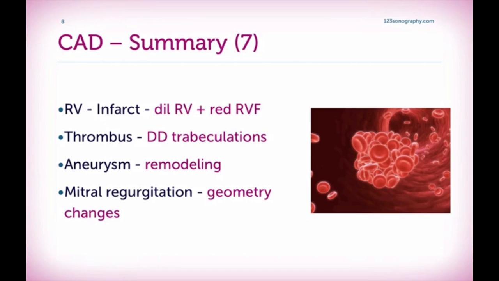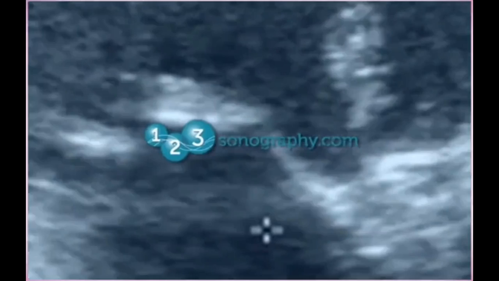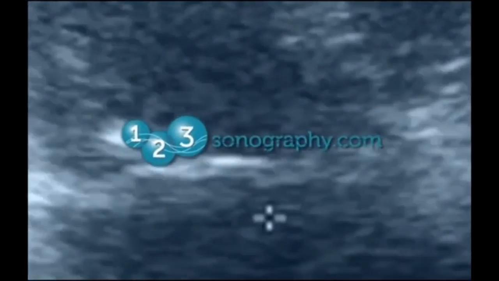Aneurysms are a form of remodeling, which usually occurs with large infarcts, but which can also be seen in small infarcts. And finally, mitral regurgitation, which is associated with a poor prognosis and which is caused by geometry changes, in other words, displacement of the papillary muscles.